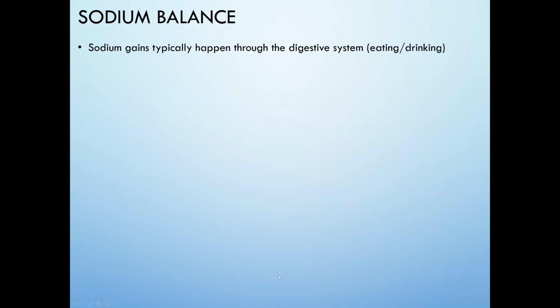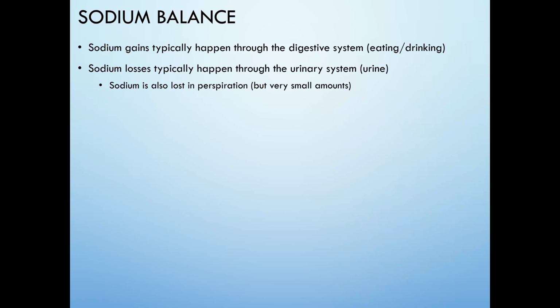So sodium gains typically happen through the digestive system. So we gain sodium through the food that we eat and the drinks that we drink. And sodium losses typically happen through the urinary system. So we lose sodium in our urine. Some sodium is also lost in perspiration, but only very small amounts.